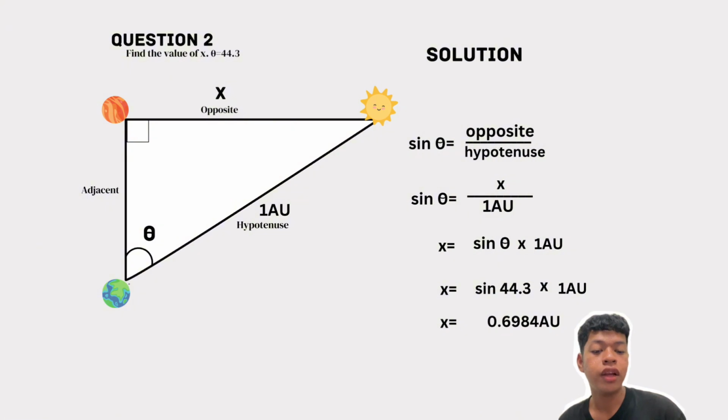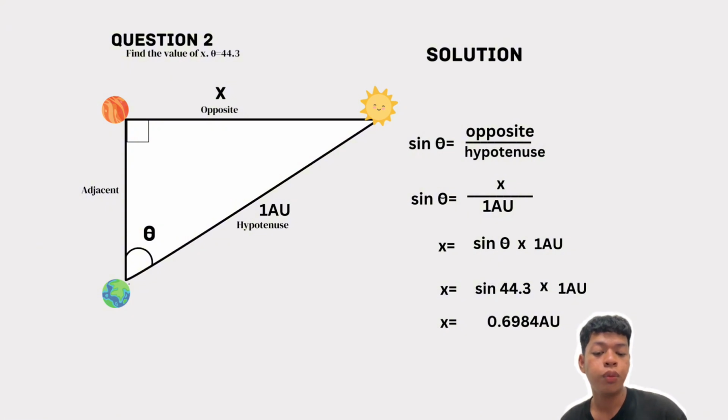Next, question 2, almost the same as question 1. We need to find the value of x and the value of theta given is 44.3. In the diagram given, x is on the opposite side and the only value provided is the hypotenuse, which is 1 astronomical unit. Since we are only provided with the opposite and the hypotenuse, the formula we can use is sin theta is equal to opposite over hypotenuse. We substitute x into opposite and 1 astronomical unit into hypotenuse, so sin theta is equal to x over 1 astronomical unit.